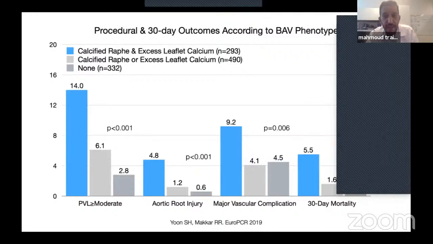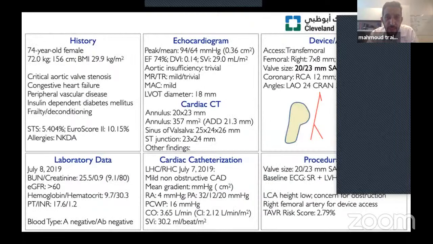So just to give you an example, this is how we look at it in our heart team approach, and how we prepare for all our TAVR patients. We create this chart where we summarize all the key fundamental features. We look at the patient's history, their STS score, their laboratory findings, their echo and CT findings and cath findings, and discuss them in a multidisciplinary manner about optimal approaches.